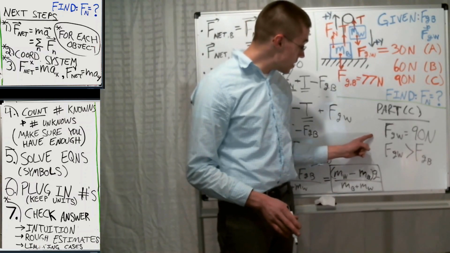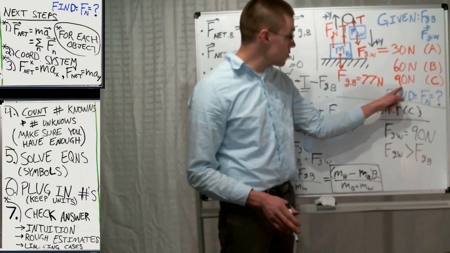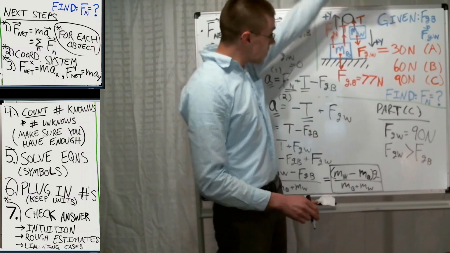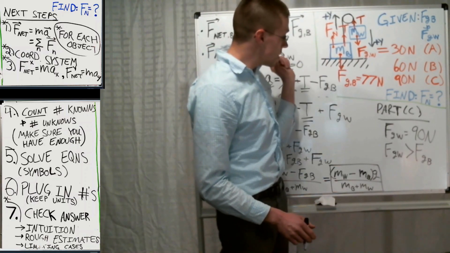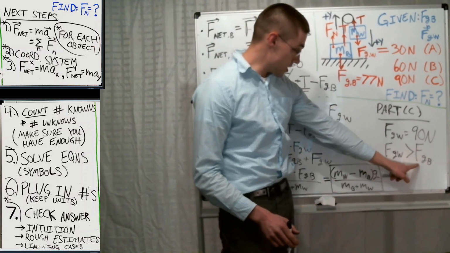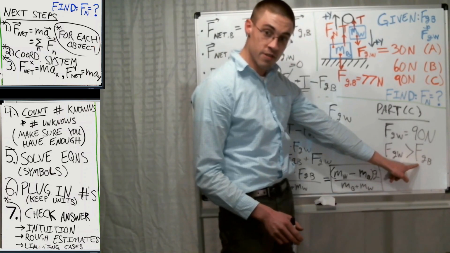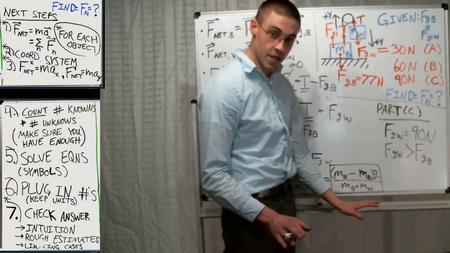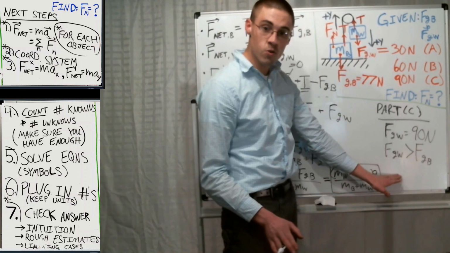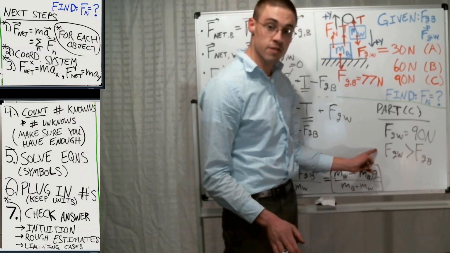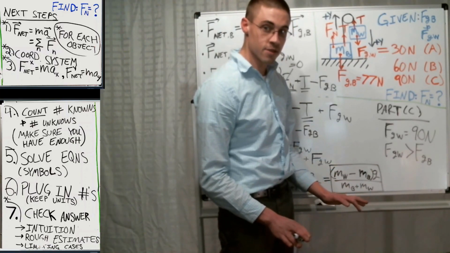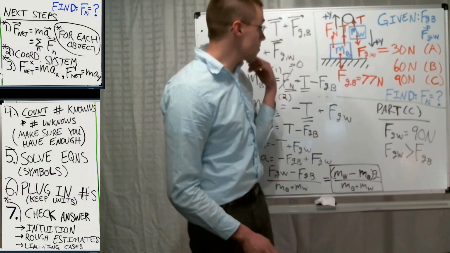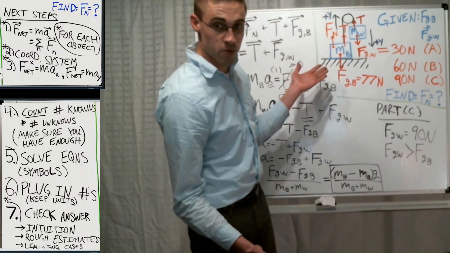Now, in part C, FGW was 90 newtons, and that meant that this weight over here is heavier than this box here. And so, as I have shown here, now I want you to stop, pause the video for a second, and tell me what is the third equation that I get because I know this. Okay, I'm going to take it that you've done that. Now, I'm going to go through and just talk my way through it.